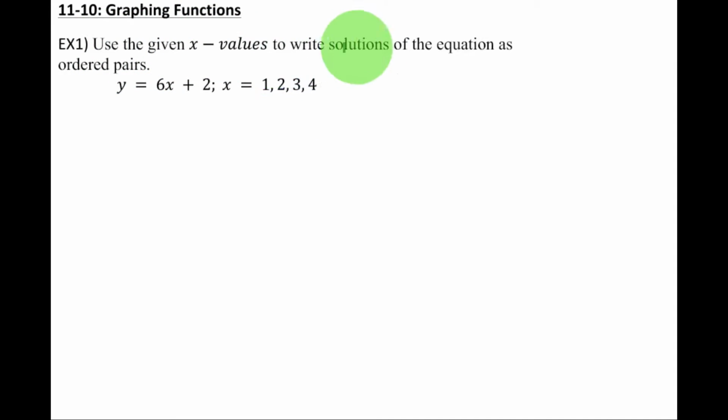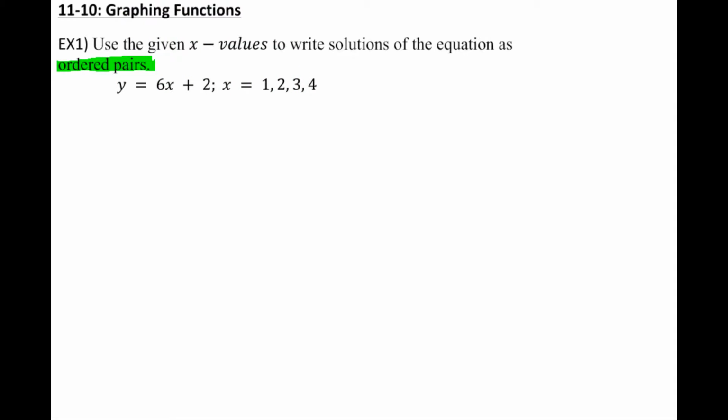Use the given x values to write a solution of the equation as ordered pairs. So I'm going to highlight ordered pairs. Ordered pairs are keywords because we can use ordered pairs or generate points to graph. And once those points are plotted and we look at the graph, we can use that information to understand functions fairly quickly. So we're going to generate these ordered pairs by using the given x values below.